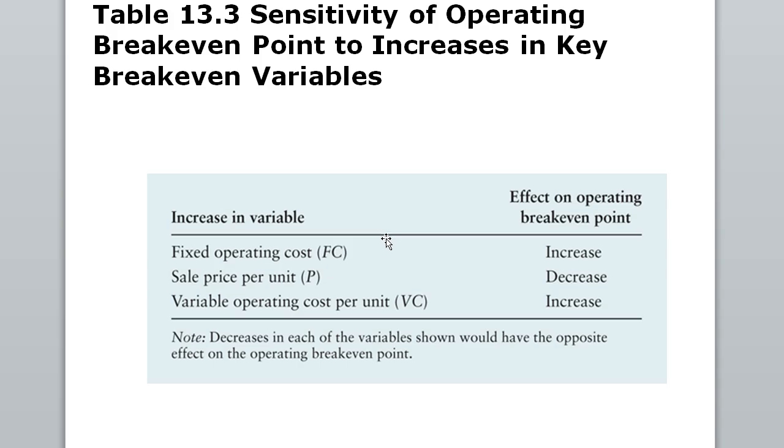So what's the effect if we increase the variables? If fixed costs increase, then the break-even point will increase. And we don't want the break-even point to increase because it means we have to sell more units to break even. If the sales price increases, that's going to decrease the amount of products we need to sell to break even. And if the variable costs increase, that means we're going to increase the break-even point. Now the inverse is true. If we were decreasing these variables, then it would be a decrease, increase, decrease, as noted here.